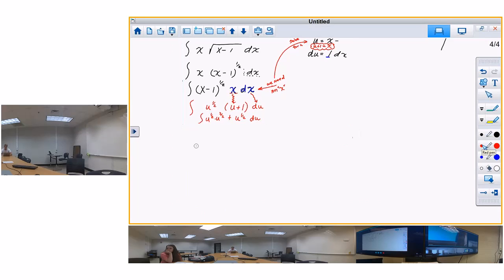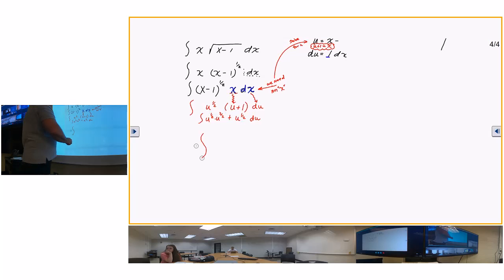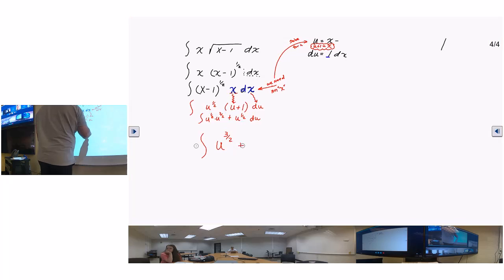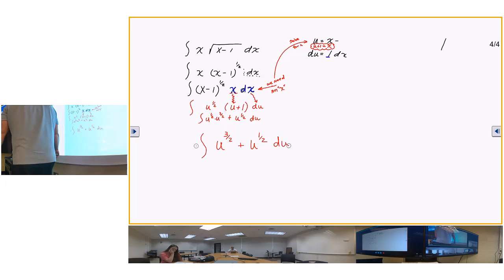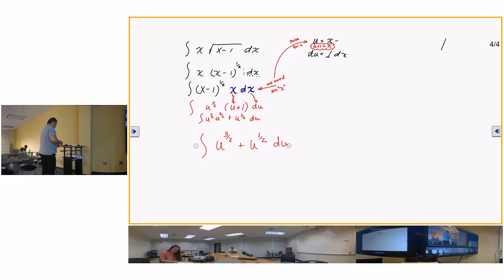So now I've got the antiderivative of u to the 3/2 plus u to the 1/2 du. Now you can take the antiderivative of the two terms. So go ahead and do that. Oh God, I forgot y'all can't do that because it's fractions. Y'all can't do that. Oh well. Maybe one or two of y'all can do it.